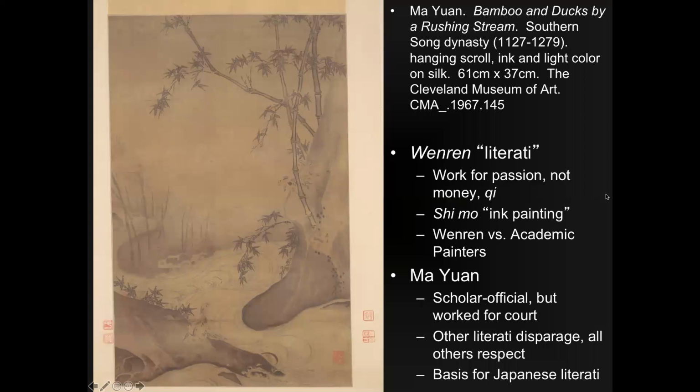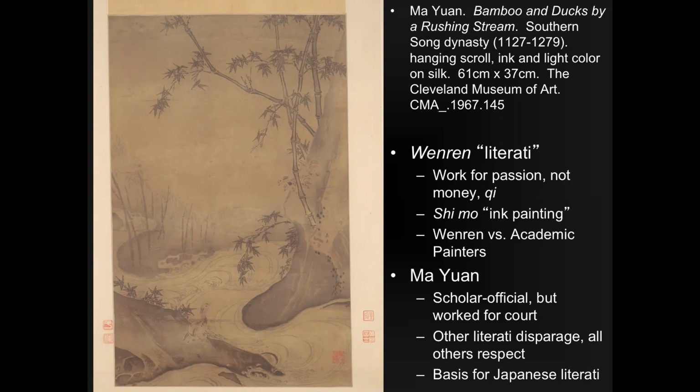So this is Ma Yuan, and he's one of those Wen Ren or literati. They work for passion, not for money, so they're not court painters. They're talking about sympathetic responsiveness to qi. And they use a style that's relatively inexpensive. This one's on silk, but they develop a lot of them on paper. This style is called shimo, or ink painting. And it's something that you can do many, many versions of, and do it on the salary of a civil servant.